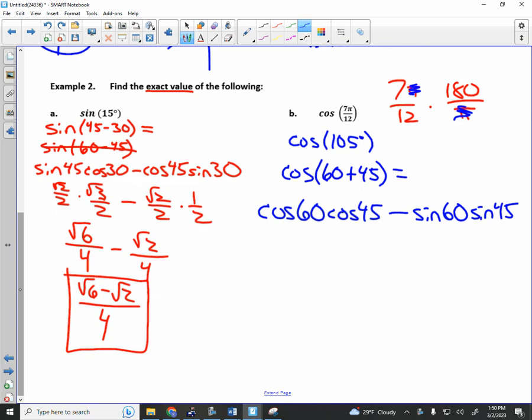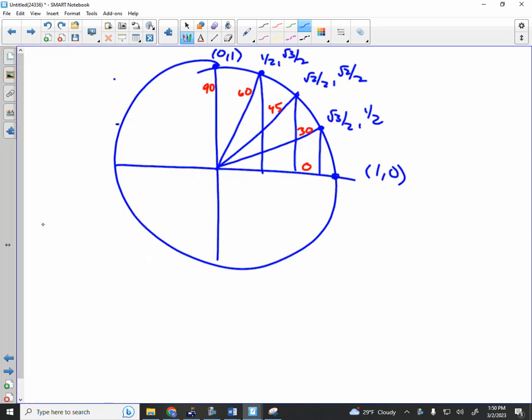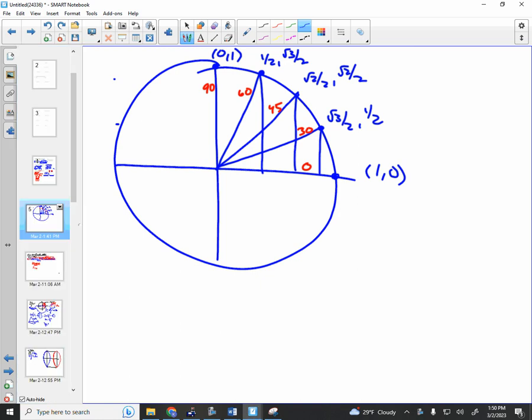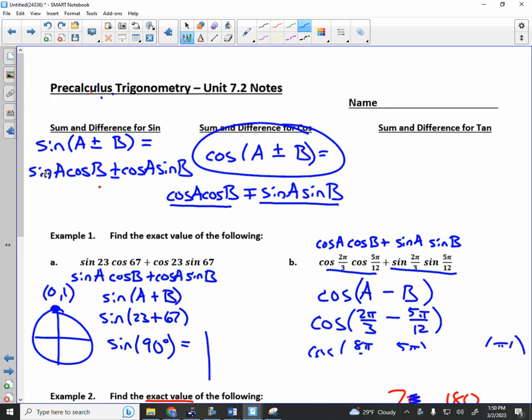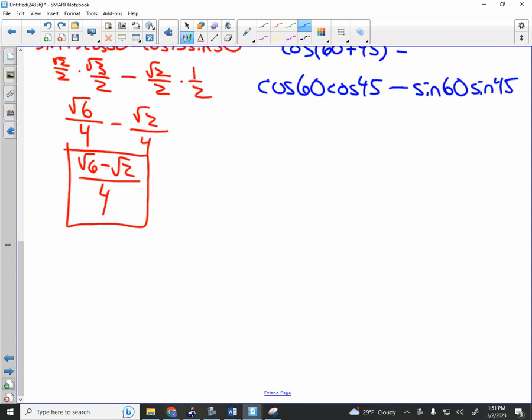So I need the exact values of sine and cosine of 60 and 45. Again, if we look back at our drawing that we generated here, you can see you're living at the 60 and the 45. Cosine is the x value, sine is the y value. So somehow you got to be able to produce that. I don't give that to you on the test. That's something you should know and you need to know because we're going to use it moving forward. What is the cosine of 60?